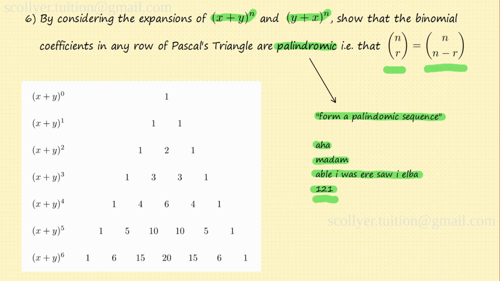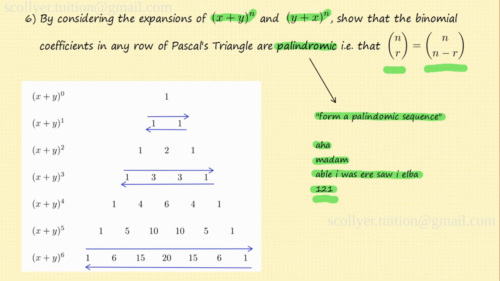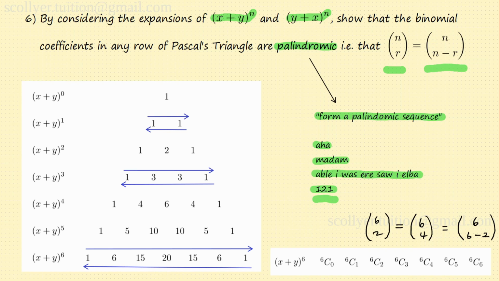And if we look at the rows of Pascal's triangle, we can see that they do indeed form palindromic sequences. For x plus y to the 1, we have 1, 1 forwards, 1, 1 backwards. X plus y to the 3, 1, 3, 3, 1 forwards, 1, 3, 3, 1 backwards. X plus y to the 6, 1, 6, 15, 20, 15, 6, 1 forwards, 1, 6, 15, 20, 15, 6, 1, reading backwards.